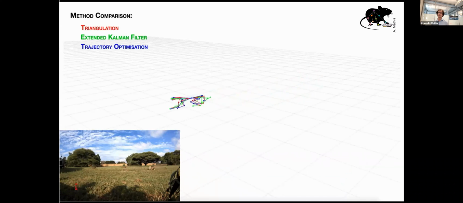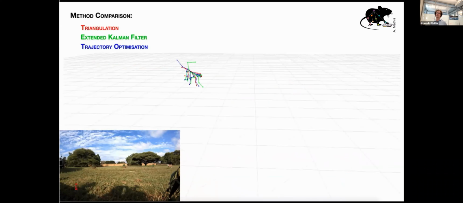So the Kalman filter and trajectory optimization takes spatio-temporal features into account that optimizes this. Obviously, these two methods are much better. But the key point here is that we can also do this outside of the lab and train your own model.